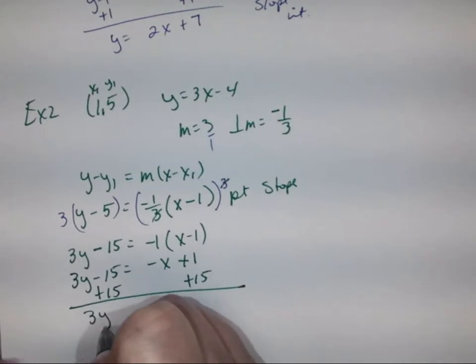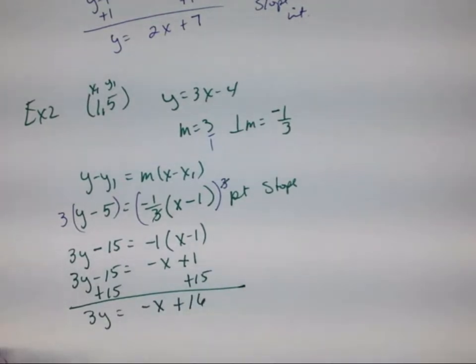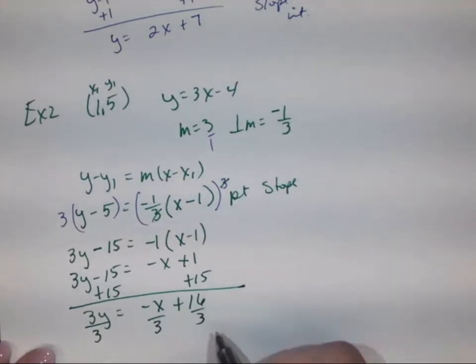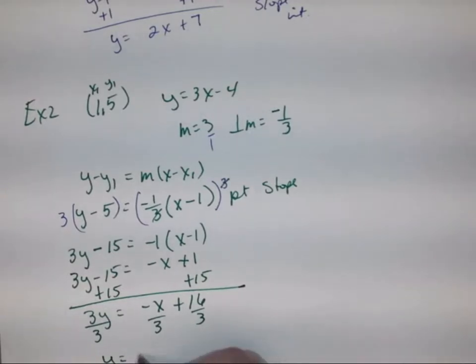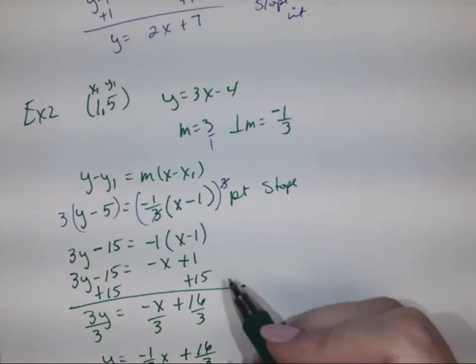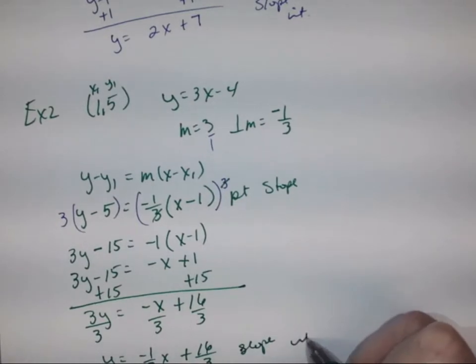We get 3y is equal to negative x plus 16, and then divide each part by 3. So y is equal to negative 1/3 x plus 16 over 3. And this would be our slope-intercept form. Our next example is example 3.